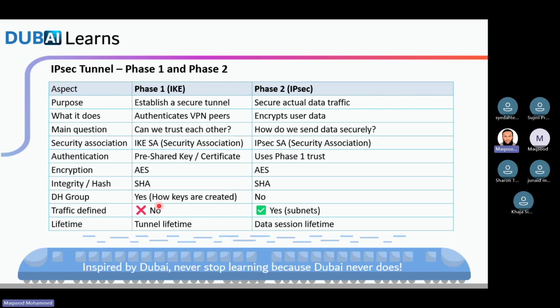Traffic defined: we don't define any traffic flow here. Phase two defines which networks can connect over the IPsec tunnel. Lifetime, tunnel lifetime, data session lifetime. So this is just the parameters. This is what happens in the IPsec tunnel. It goes through a phase one of tunnel establishment, and it goes through the phase two of tunnel establishment.